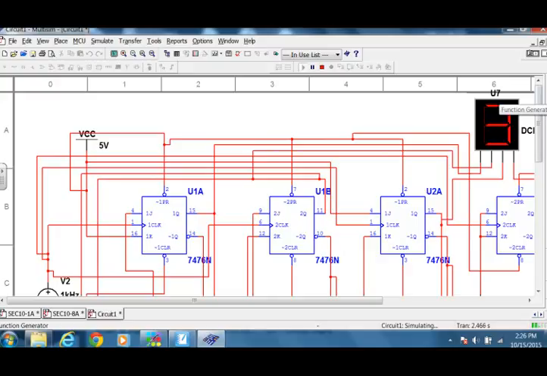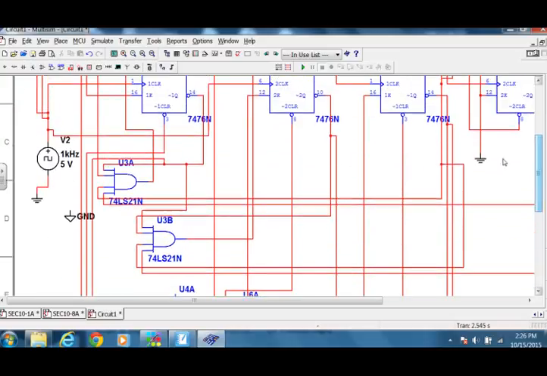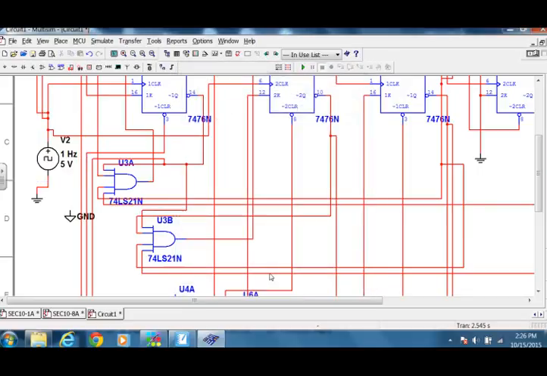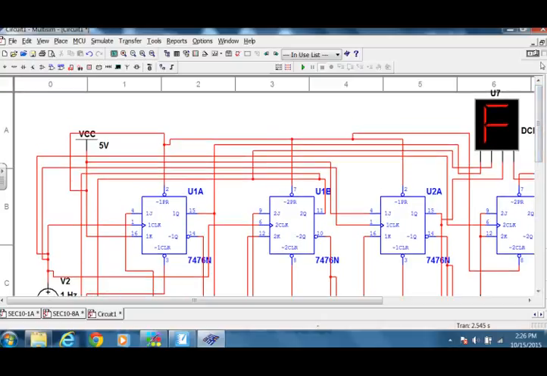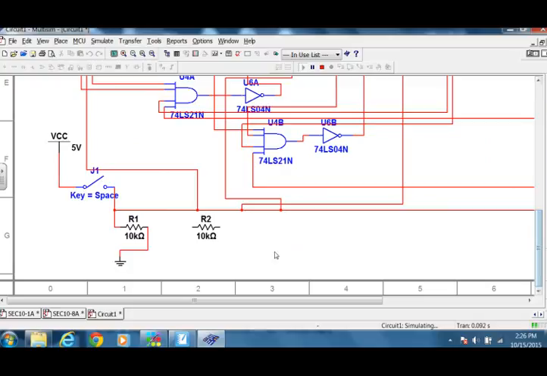There it goes. All right, so the clock's going a little fast. Okay, so we're going to slow down the clock. 1 hertz. Alright, so now the clock's at 1 hertz. We turn it on. Can I grab one of these? We're at 1. Yes, you may. We hit the space, and you want to go up.